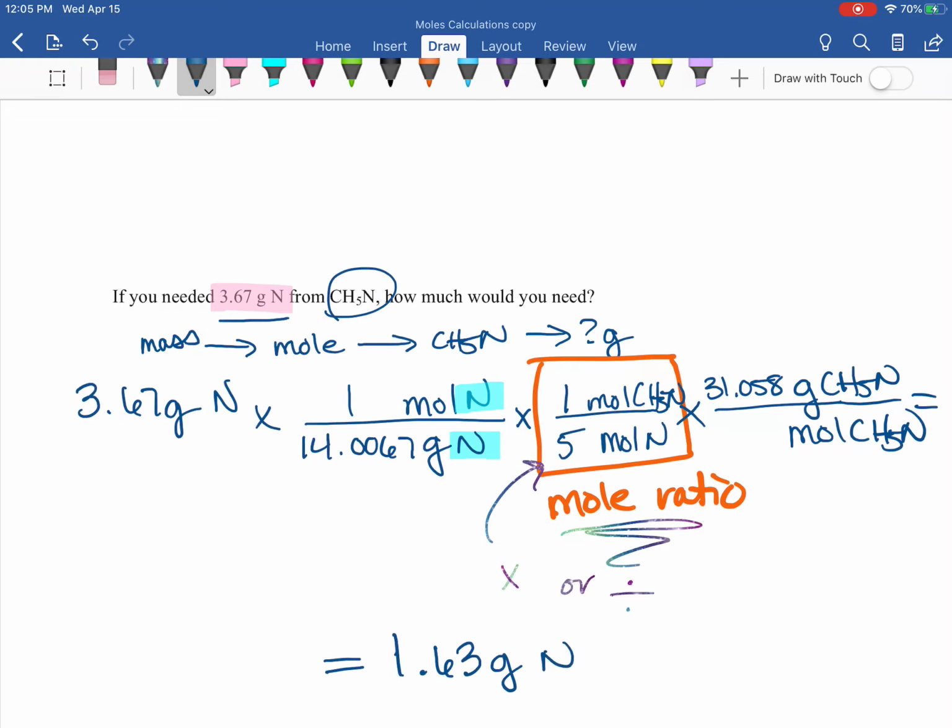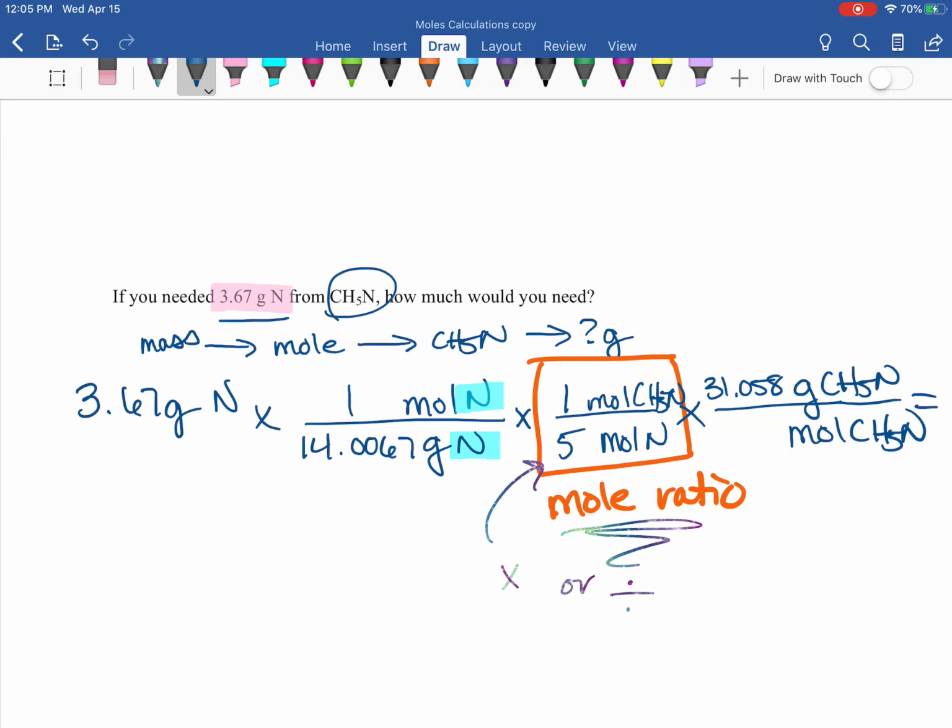All right, 1.63 is what I'm getting for grams. Oh, well, that can't be right, can it? What the heck did I just do? Oh, did I forget to multiply? Okay, hang on. Good thing we're taping this, right? All right, hang on. 3.67.